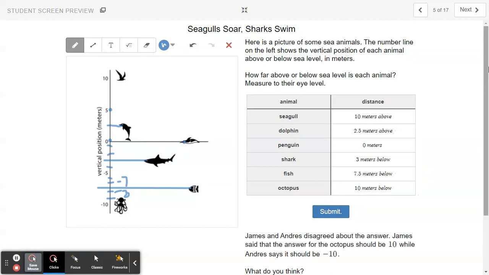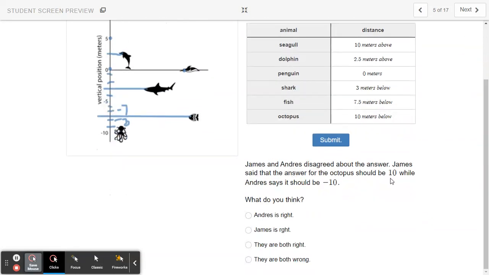Okay. All right. So here's some more questions. James and Andre disagree about the answer. James said that the answer for the octopus should be 10, while Andre says it should be -10. So what do you think? Is Andre right? Is James right? Are they both right? Are they both wrong? So take a second to think that through.